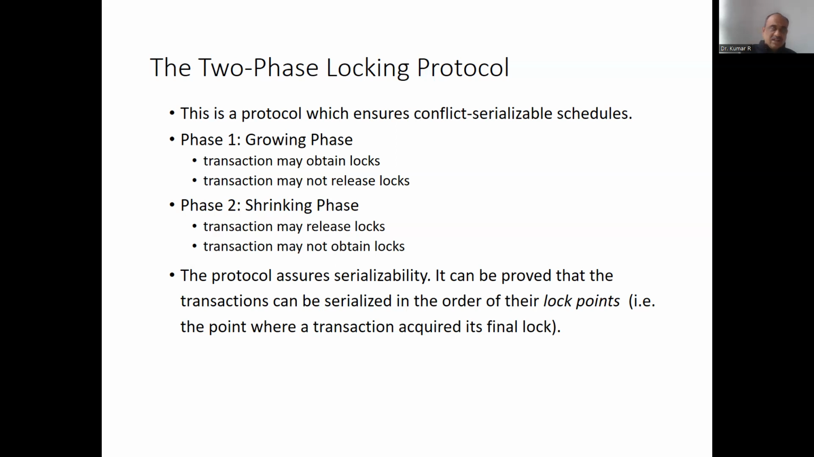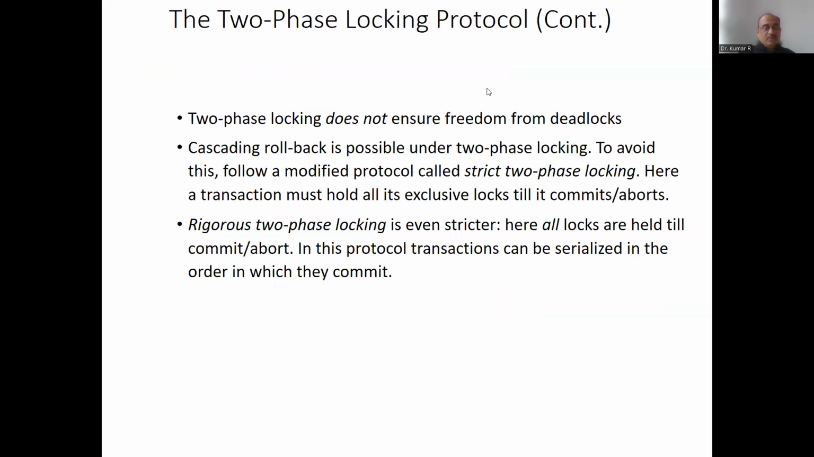Before starting the execution of the transaction, make sure that the sufficient required locks are obtained. Another case is once the data item has been processed and the transaction does not need that particular data item, the lock should be released. In that case, we can avoid the deadlock or the starvation problem. But still, two-phase locking does not ensure freedom from deadlocks. Cascading rollback is also possible under two-phase locking. To avoid this, we have a modified protocol called the strict two-phase locking protocol.